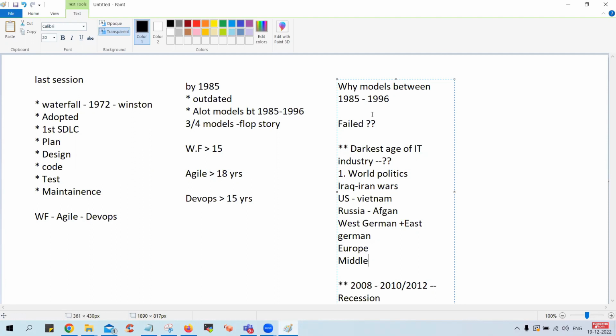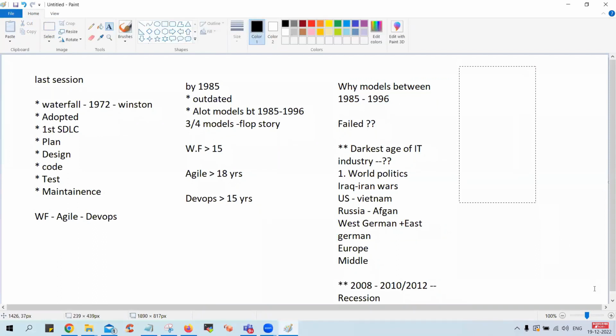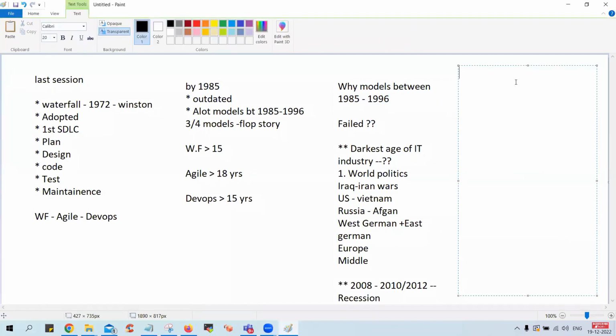Okay, so keep in mind that between this period, a lot of models could not survive. Now, understanding this flop story, or the troublesome time, what happened is in 1996, a group was established, and that group was called Agile Foundations. This is one of the greatest things that happened in IT. The Agile Foundations group was established in 1996 in the US. Their primary goal was to come up with better principles for SDLC, because a lot of models were flopping during that period. They could not survive because principles were not in the picture.